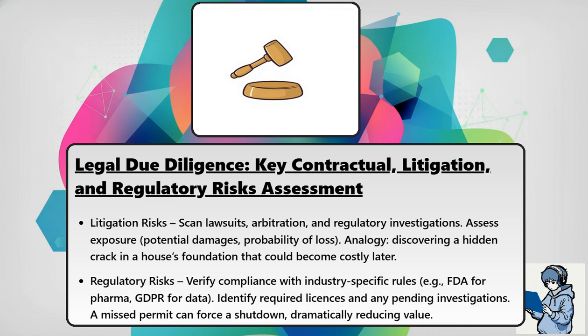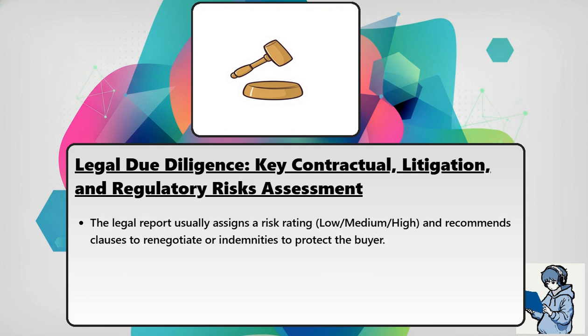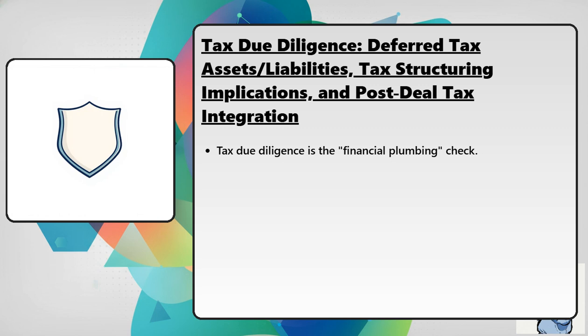Regulatory risks: verify compliance with industry-specific rules, for example FDA for pharma, GDPR for data. Identify required licenses and any pending investigations. A missed permit can force a shutdown, dramatically reducing value. The legal report usually assigns a risk rating: low, medium, high, and recommends clauses to renegotiate or indemnities to protect the buyer. Tax due diligence is the financial plumbing check.